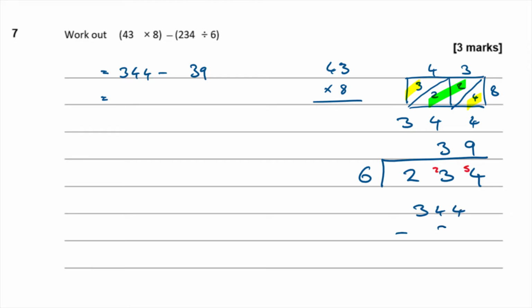344 minus 39. So 4 minus 9 I cannot do. So let's borrow one from there. Okay, so 14. 14 minus 9, that's 5. 3 minus 3 is 0. 3 minus nothing is 3. So that's 305. Okay, so that's my final answer, 305.